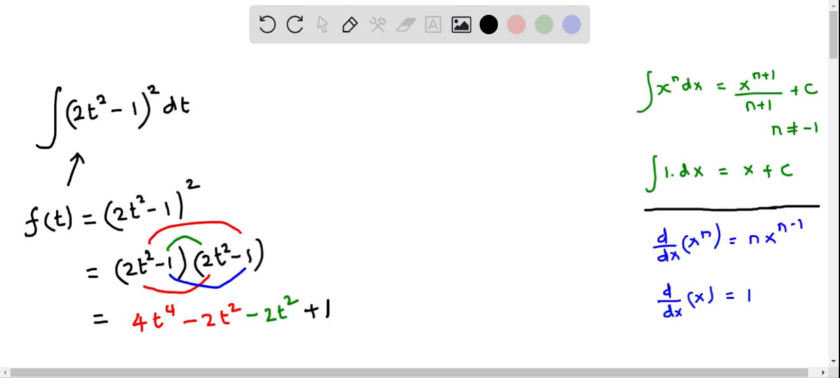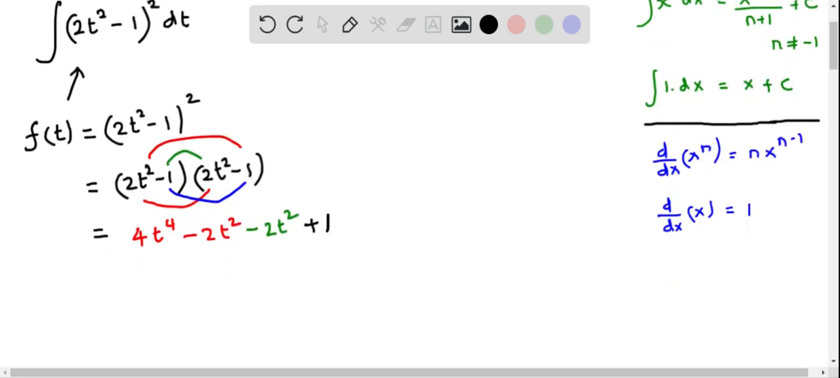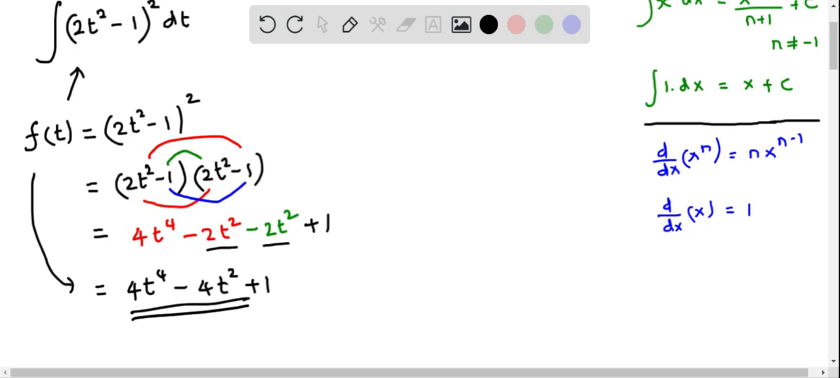So let's simplify this. This is equal to 4t power 4 minus 2t square minus 2t square. These two are like terms, so it is 4t power 4 minus 4t square plus 1. So basically f of t is this expression, 4t power 4, I'm sorry, this is t square, minus 4t square plus 1, which means we have to integrate this and verify the result by differentiation.